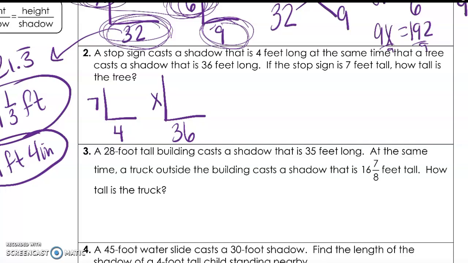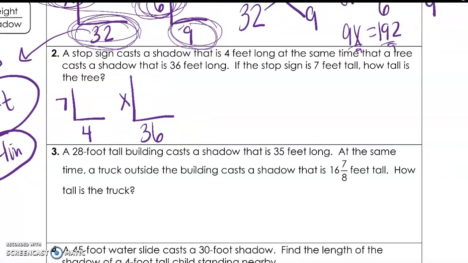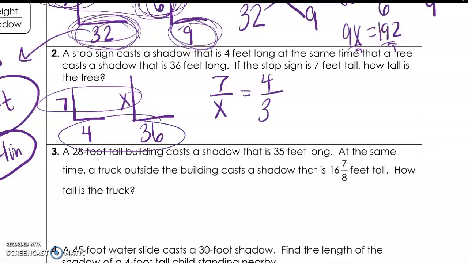And I go from left to right. If you want to always use the x first, that's fine. It is totally up to you. There are 8 different proportions you could set up for this. All right, I always just go this way first. So 7 over x equals 4 over 36. Then we solve that. 4x is equal to 252, divide by 4, and we get 63 feet.